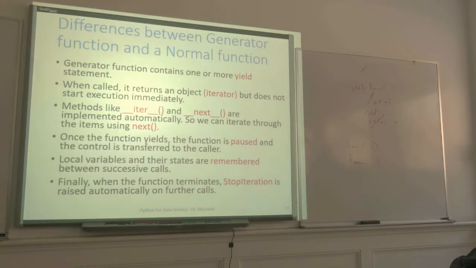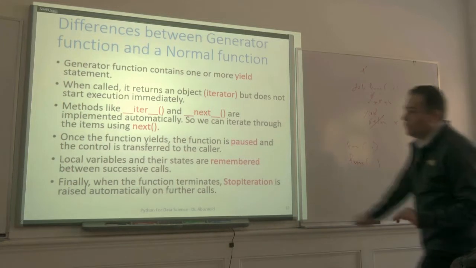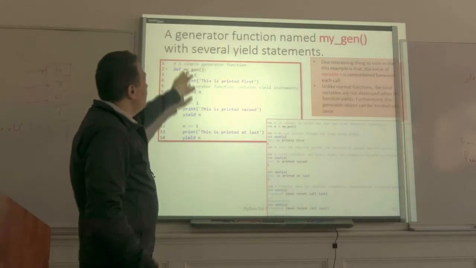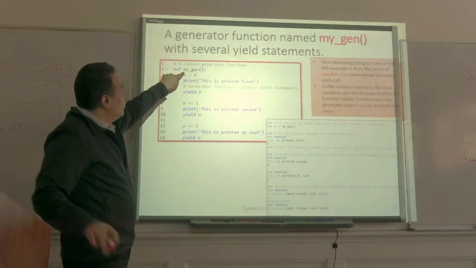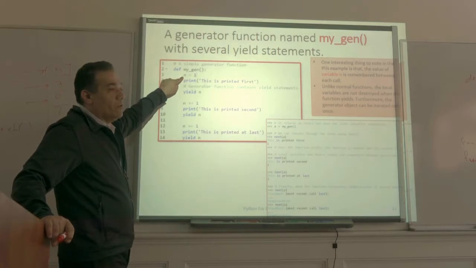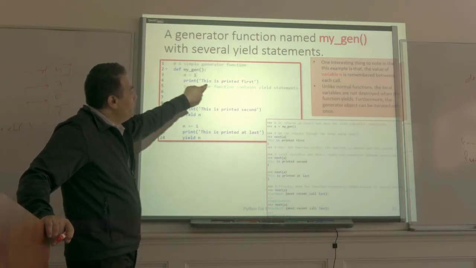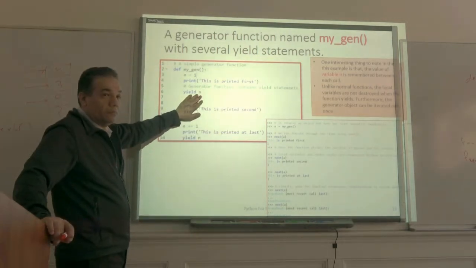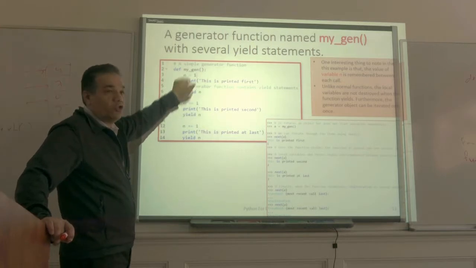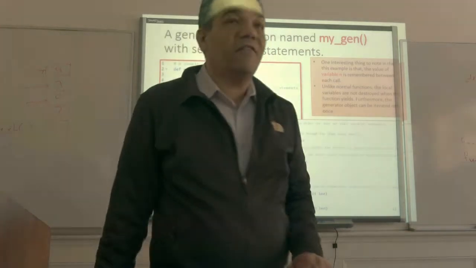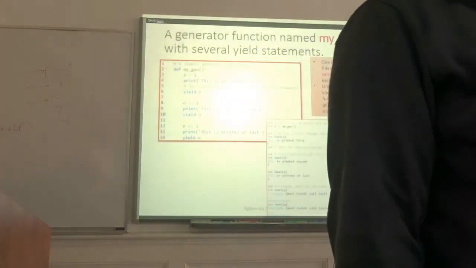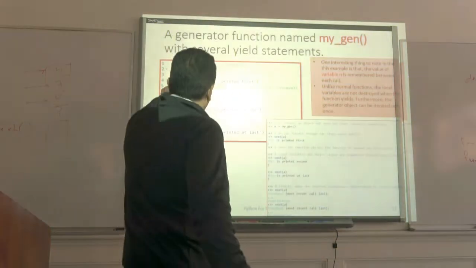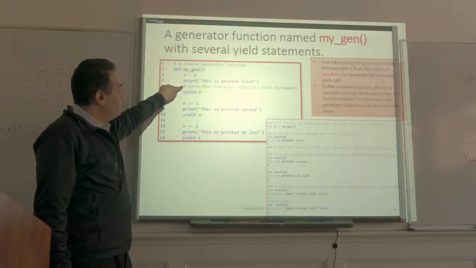It pauses the function. So let's take an example, maybe I have a good one here. A simple generator function, which I'm calling my generator. N equals 1, and print, this is printed first, yield N. So that's the function. What does the function do? It has a variable N equals 1, and it prints a sentence. That's all.